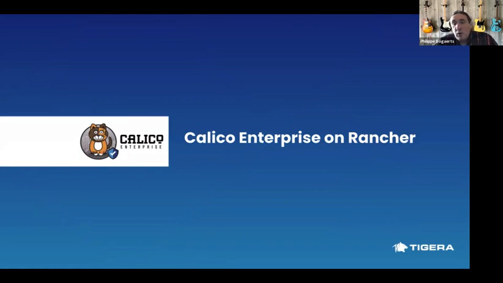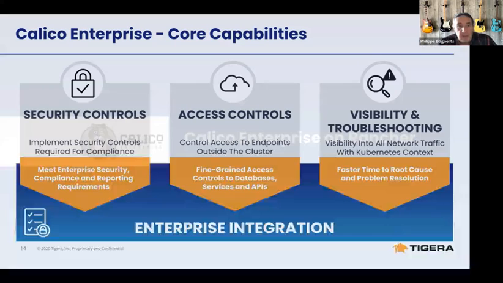Now, if we want to install Calico Enterprise on Rancher, this is also a supported combination. And it's not way more complex. It just requires you to install, of course, Calico Enterprise, which is pretty straightforward. If you install Calico Enterprise, you get quite a lot of added value.